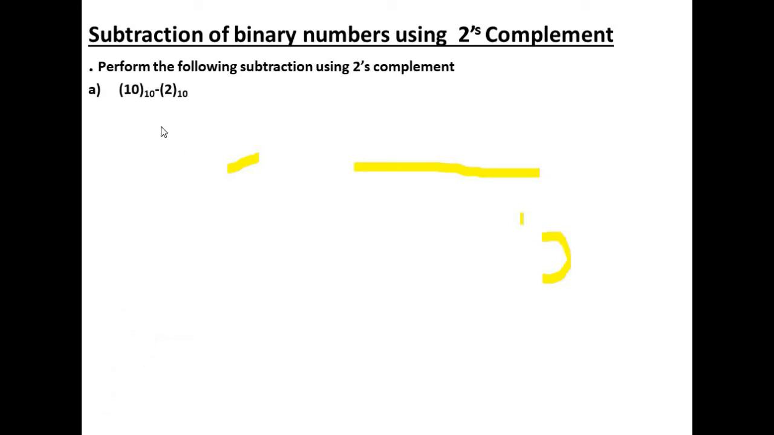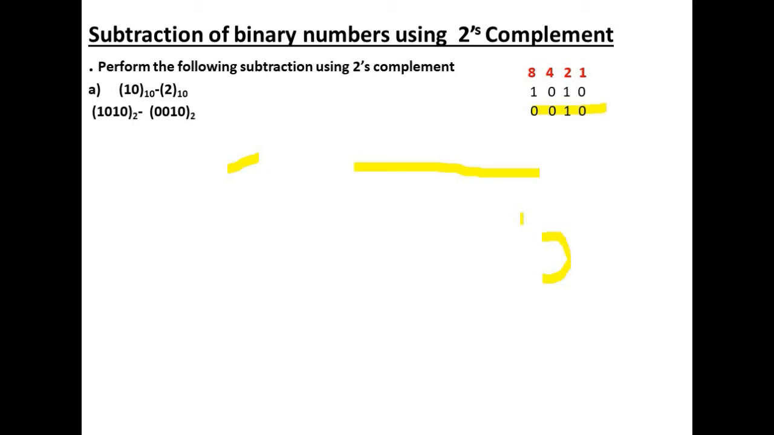In this example, we have to subtract 10 minus 2. Both numbers are given in decimal, so we have to convert them into equivalent binary numbers using the sum of weighted method. 8 plus 2 is equal to 10, so the binary equivalent of decimal 10 is 1010. Likewise, the binary equivalent of 2 is 0010.